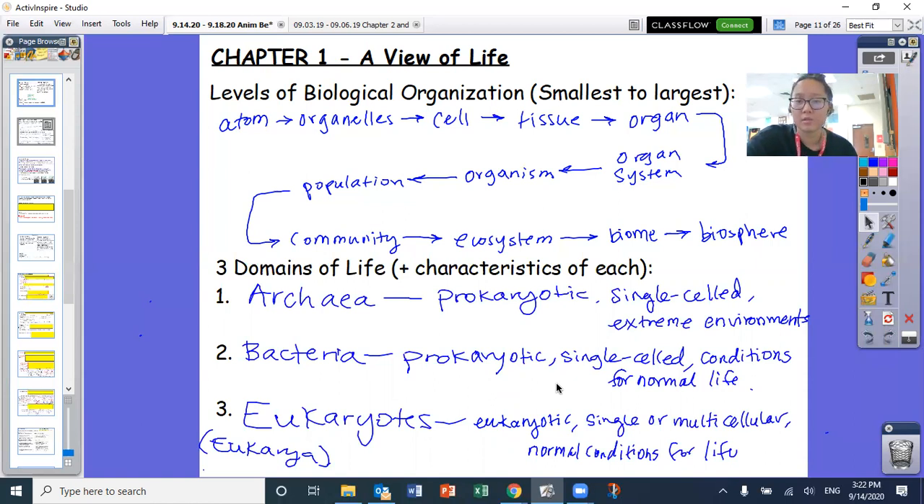There are plenty that are multicellular as well, because examples are like us, like elephants, like dogs. Plants are also, fungi are also, right? They're multicellular life forms that are eukaryotic because they have nuclei. And pretty much all eukaryotes live in normal conditions, right?